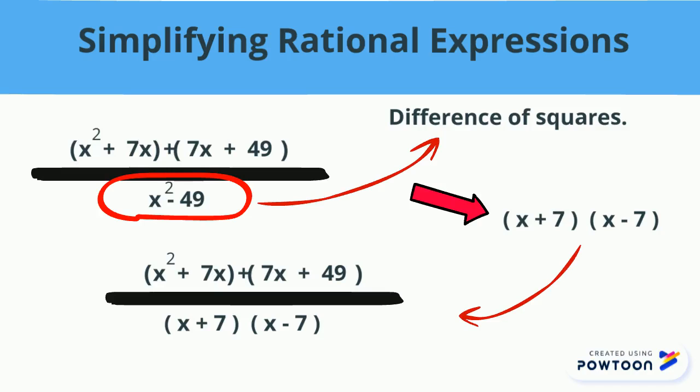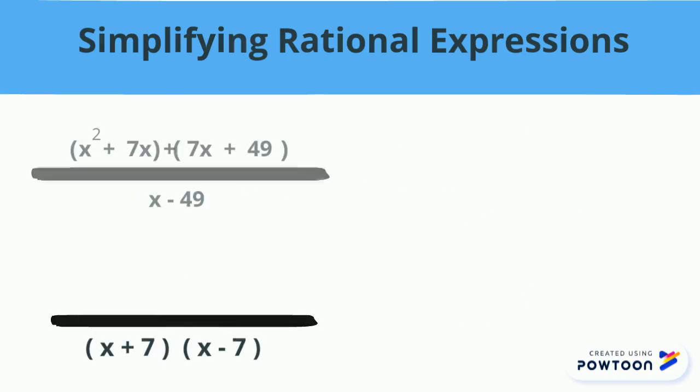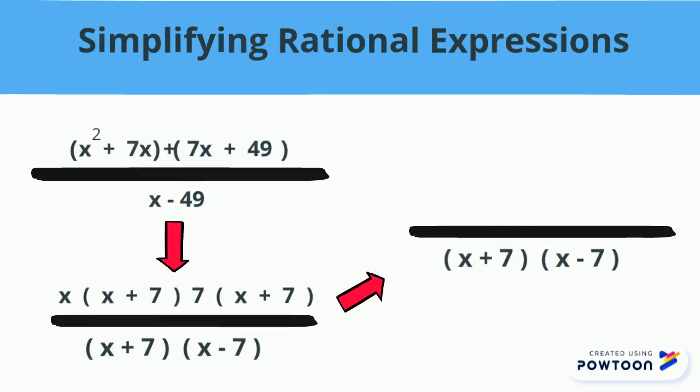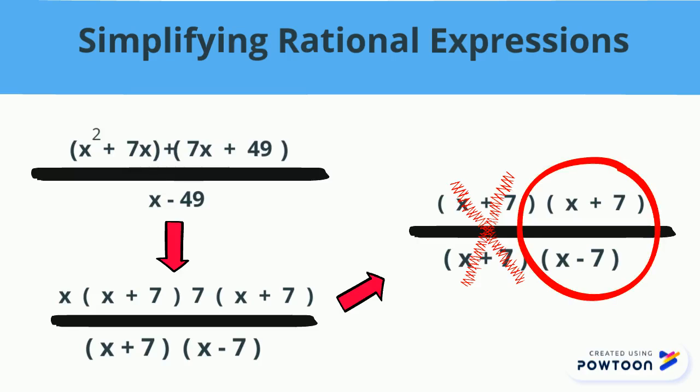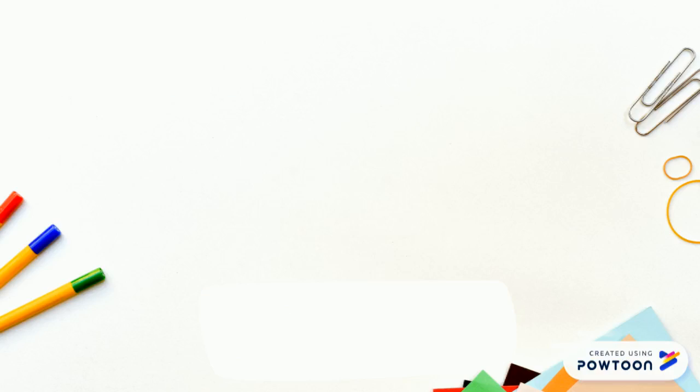Apply that to the bottom and replace the original binomial. Then continue your factoring as normal and cross out the similar factors, which then leaves you with x plus 7 over x minus 7 as your final answer. You'll be able to do this with most expressions.